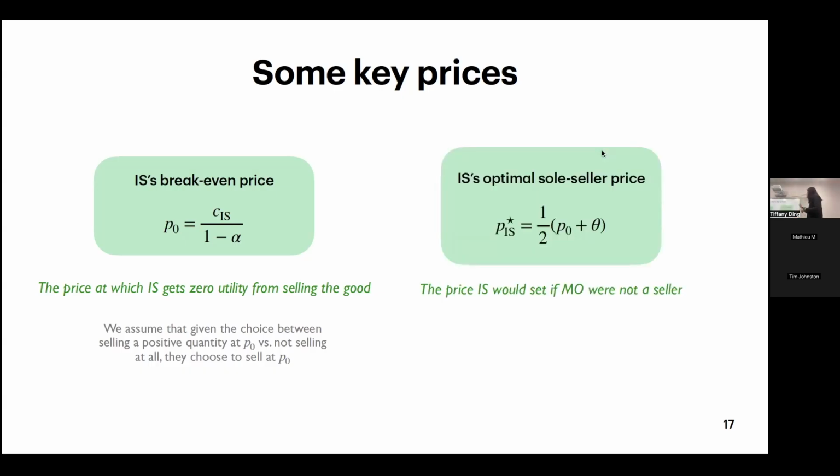And the other key price will be P star. So this is the independent seller's optimal sole seller price. So basically the price that they would set if the marketplace operator were not a seller. So the independent seller can just act as a monopolist essentially. Okay.